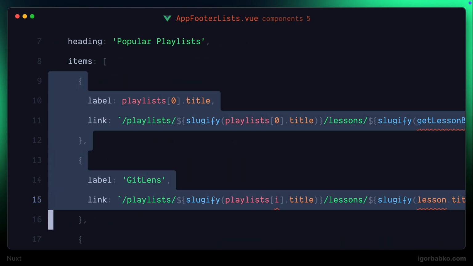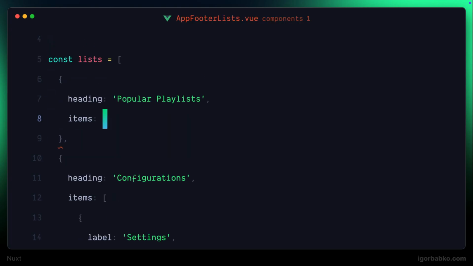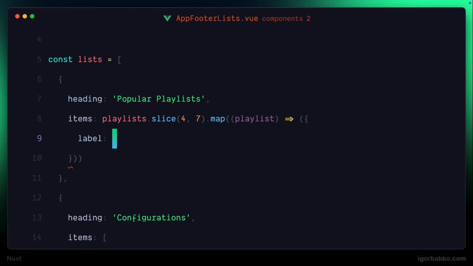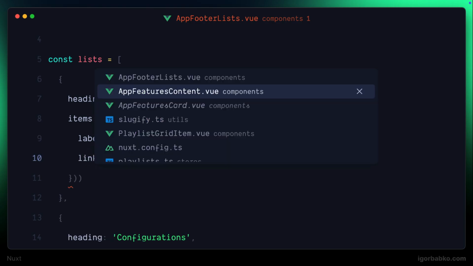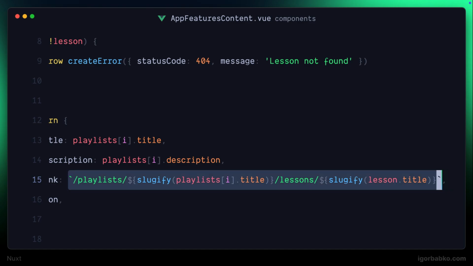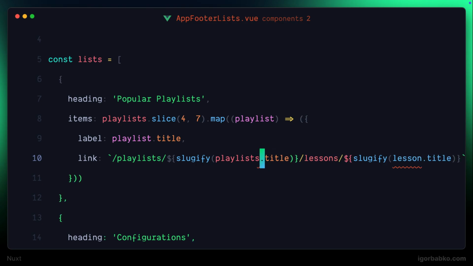First of all, I'm going to take 3 random playlists from the store. For example, we can take playlists number 4, 5, and 6 and iterate over those playlists to generate links. Each link will be represented by an object with 2 properties, label and link. Label will be the playlist title, and to obtain the link, we can just copy over this whole expression and paste it right here. Let's just tweak this variable.